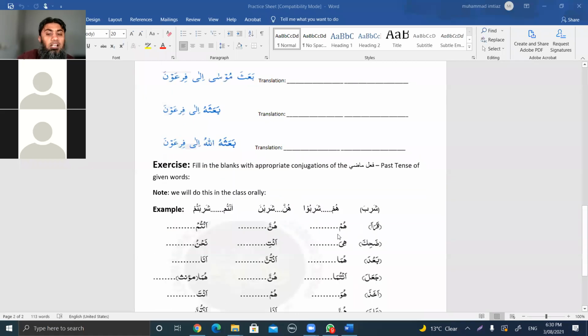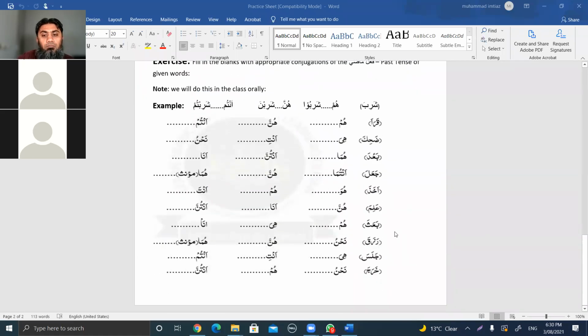And the last question was this one. This question is basically that you need to construct the same Madi chart as we have learned for Nasara. You need to construct the same chart, but using, for example, Shariba, Qara'a, Dahika. Same Madi chart, but instead of using the example of Nasara, you use these words.